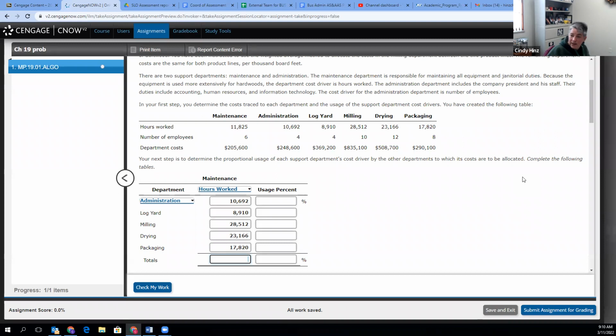Grab my calculator here. Then we need a total for these hours. You'll notice we're not including the maintenance hours worked because we're not allocating maintenance to itself. So go ahead and total those. I got 73,060 hours.